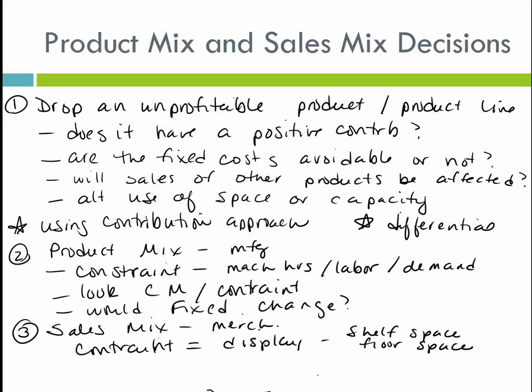They want to stock the items that will give them the highest contribution. And again, what you do here is the contribution margin per whatever that constraint is. So per square foot of shelf space, floor space, something like that.